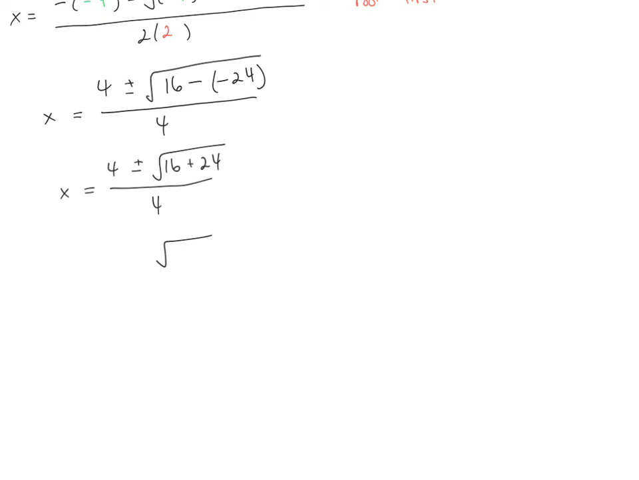Last step here for the inside of the square root, 16 plus 24 gives me a 40. And I haven't done anything else with the numbers on the outside, so they just come along. And the very last thing that I need to consider here is to simplify the square root.